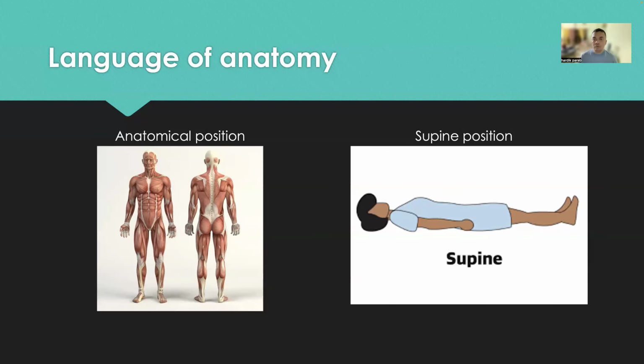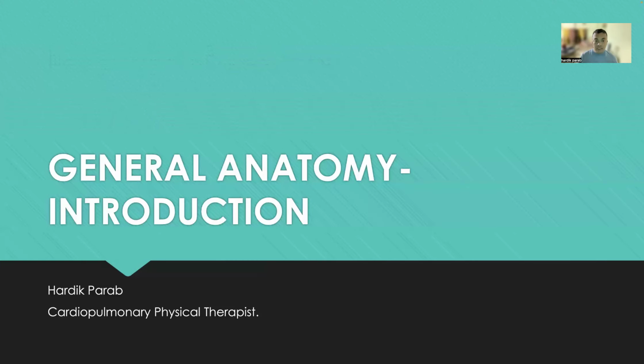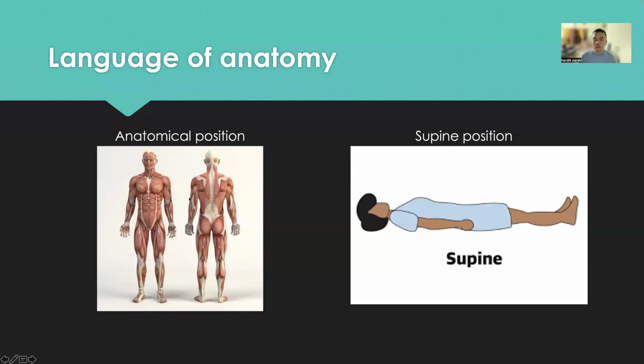Now in the second picture, what we see is the supine position. In the supine position, we are lying down on our back. So when a person is lying on his or her back, arms at the side, palms facing upward and feet together, this position is called the supine position. So this is another way.